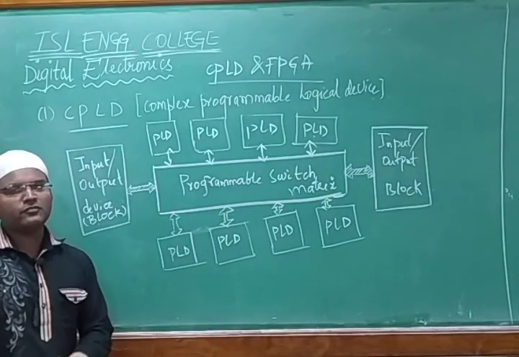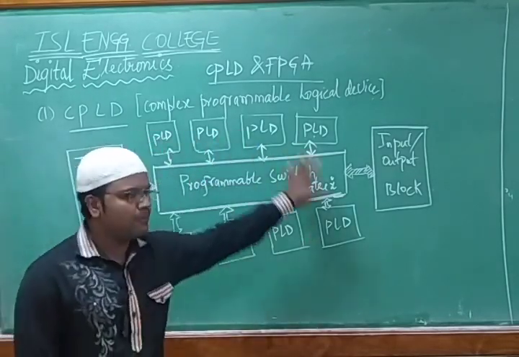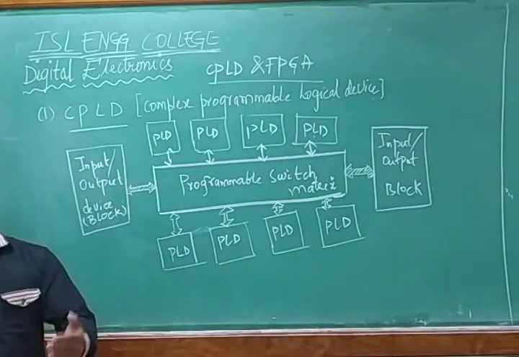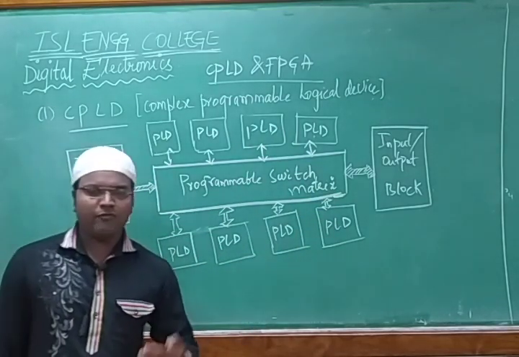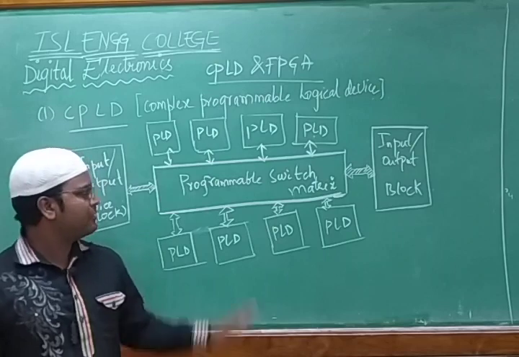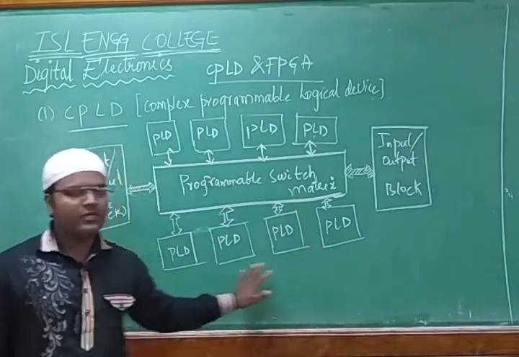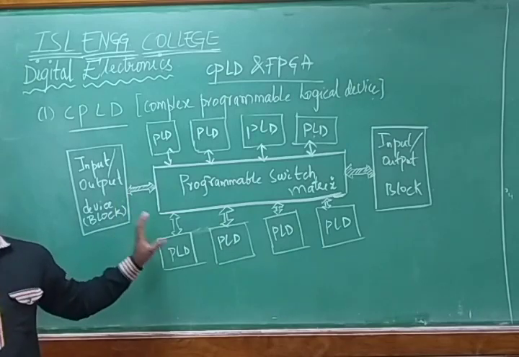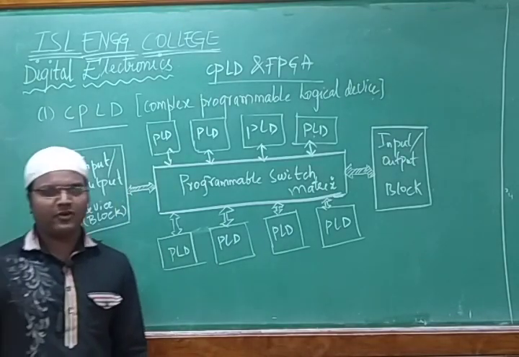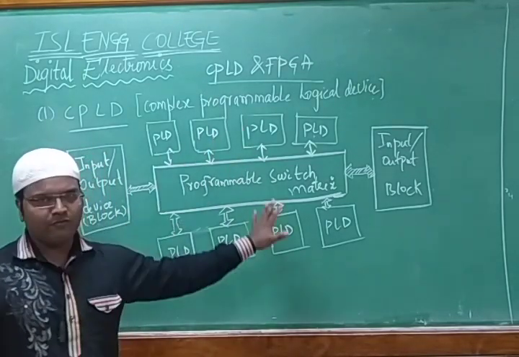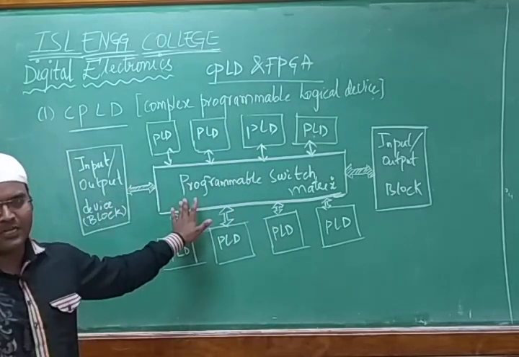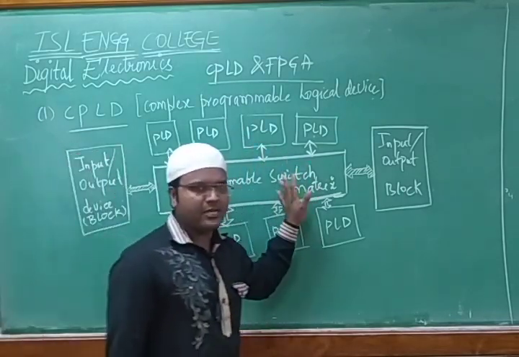What is the meaning of the switch matrix? Out of these multiple PLDs, on which PLD you want to do the programming, on what PLD you want to work on it, based upon that, your programmable switch matrix is going to decide at what particular PLD it is going to take the instruction from. So this is one way. It can take the inputs from the particular part and it is going to operate based upon this.